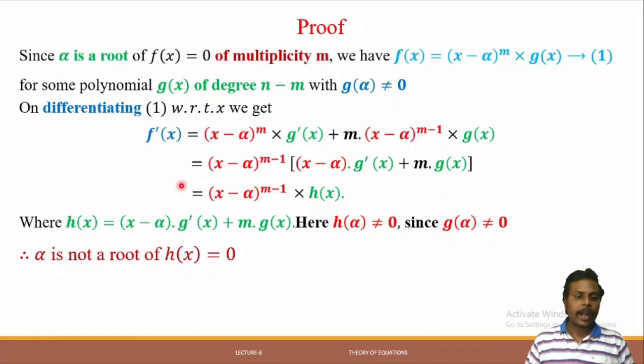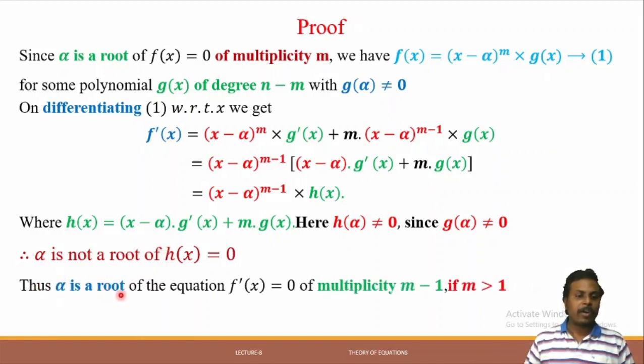Then we could write f dash x as x minus alpha whole to the power m minus 1 into h of x, where h of alpha is not equal to 0. Then what can I tell? Thus alpha is a root of the equation f dash x is equal to 0 with the multiplicity m minus 1 if m is greater than 1.